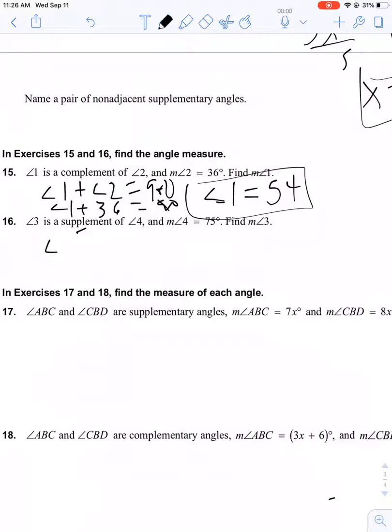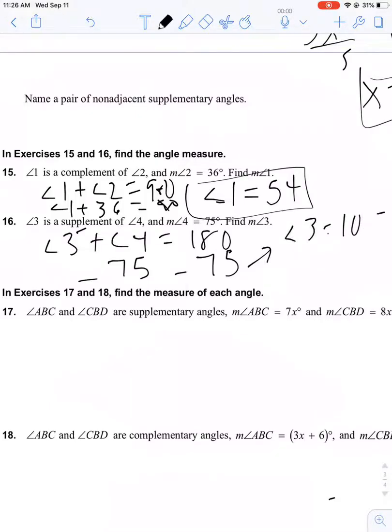Now, supplementary means they add to be 180. So I get this nice equation. This one's 75. So I can subtract 75 from both sides. And angle 3 is 105.